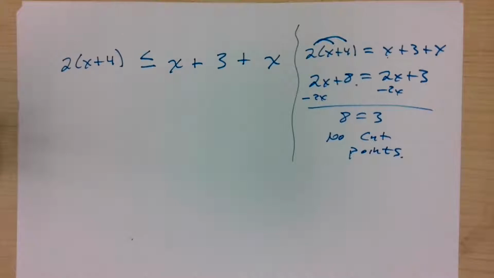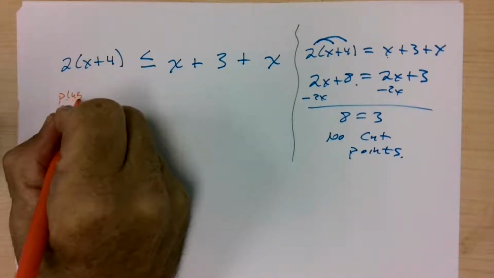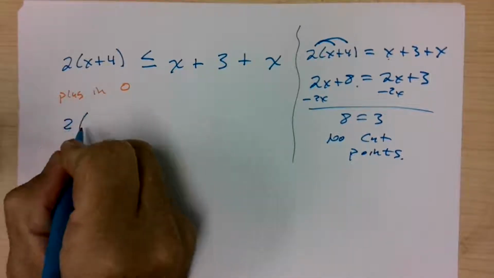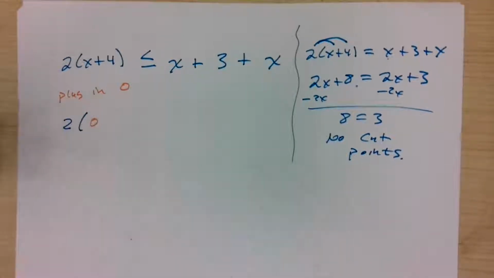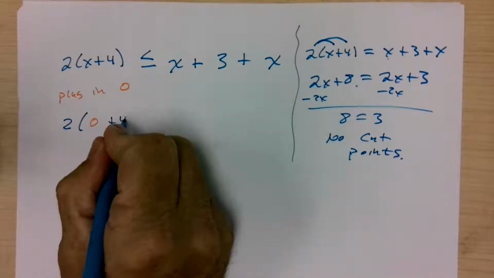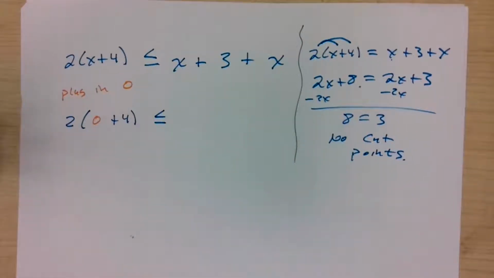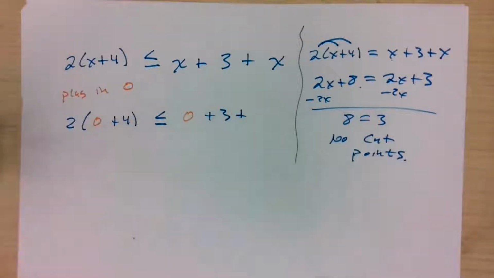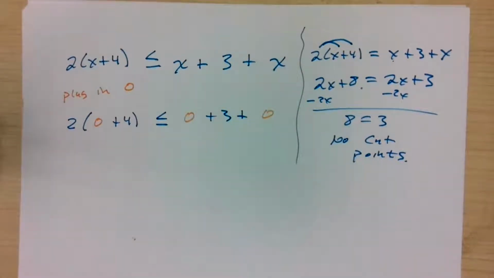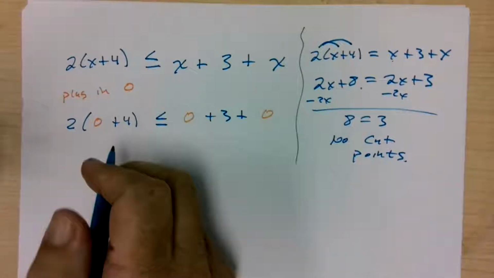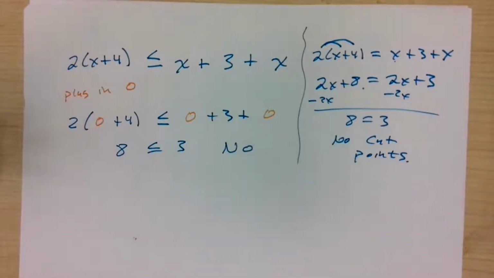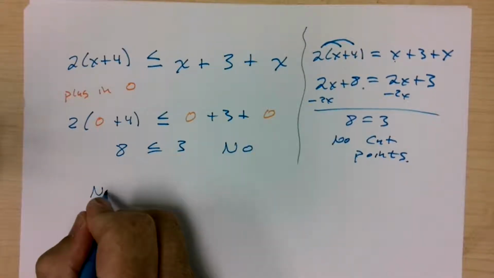If I plug in 0, let's see what happens. I get 2 times 0 plus 4. Is that less than 0 plus 3 plus 0? So on the left side, I get 2 times 0 plus 4, I get 8. Is 8 less than or equal to 3? No. So I don't shade anything. If it had been true, I would have shaded everything. But I don't shade anything, so my answer here is no solution.